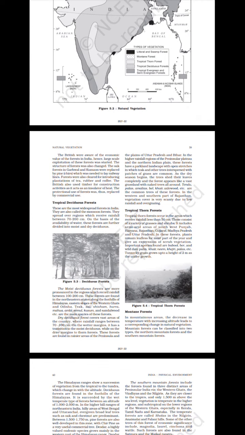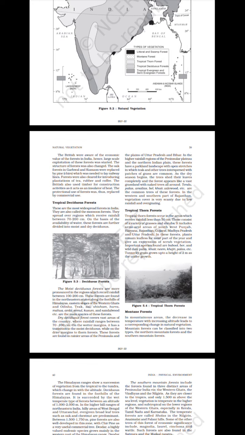The British were aware of the economic value of the forest in India, hence large scale exploitation of these forests was started. The structure of forests was also changed. The oak forests in Garhwal and Kumaon were replaced by pine trees, which were needed to lay railway lines. Forests were also cleared for introducing plantations of tea, rubber, and coffee. The British also used timber for construction activities as it acts as an insulator of heat. The protectional use of forests was thus replaced by commercial use.